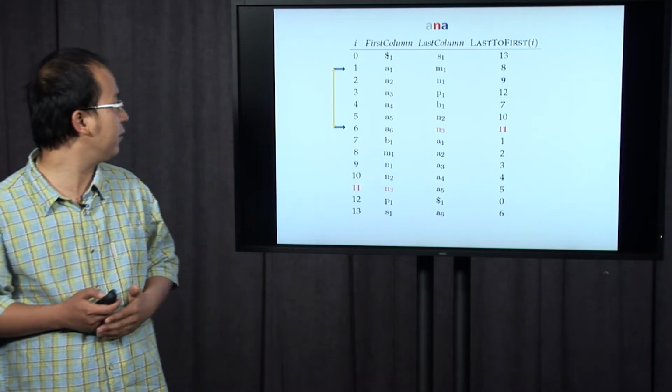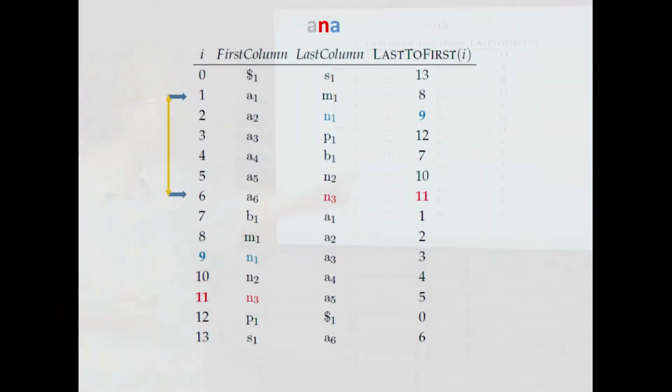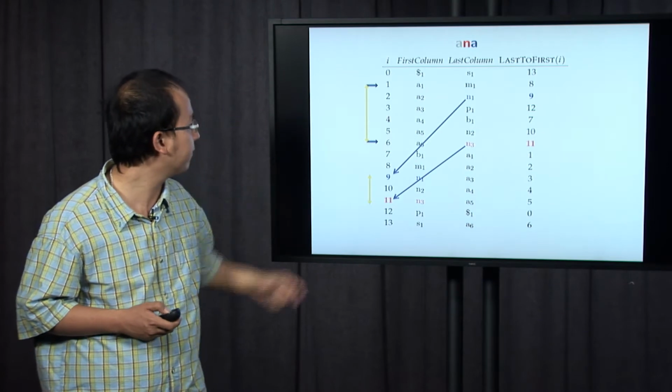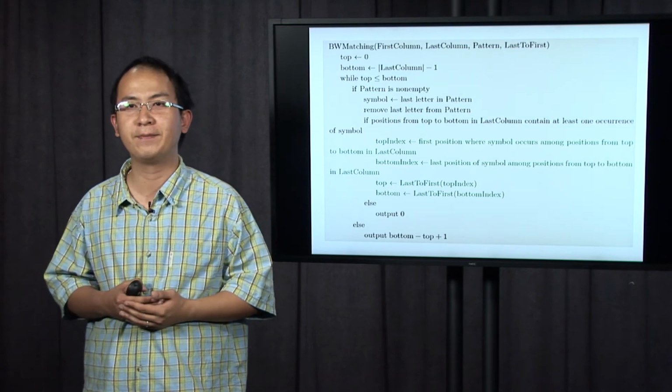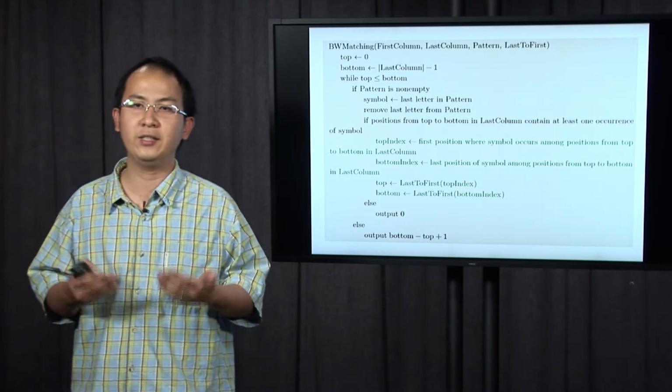So let's look at a little bit more detail. This is the first column, the last column, which is the BWT, the index, and the last-to-first mapping, which allows us to locate the positions of a character in the first column very quickly. So this is one iteration. In the next iteration, we are moving to this range of indexes. Okay?